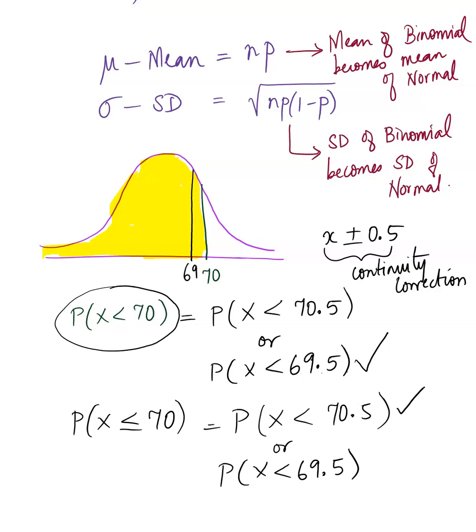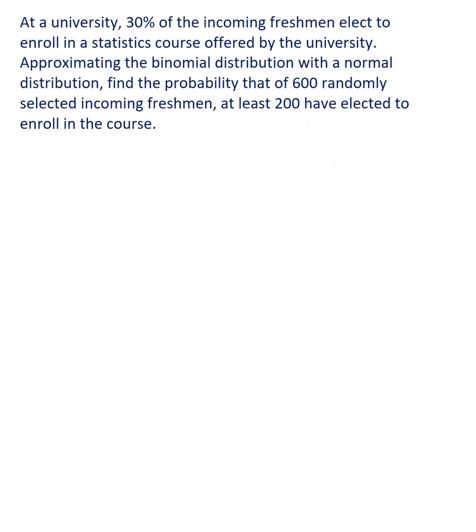Now let's take a look at an example and see how we go about it. At a university, 30% of the incoming freshmen elect to enroll in a statistics course offered by the university. Approximating the binomial distribution with a normal distribution, find the probability that of 600 randomly selected incoming freshmen, at least 200 have elected to enroll in the course. Okay, they gave us some details about how they want us to approximate the binomial distribution to the normal distribution.